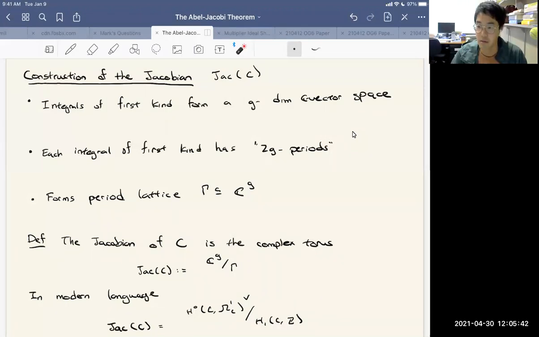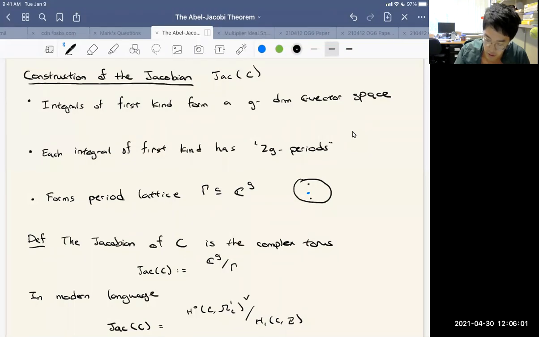Right. Yeah. So if you have, let's say, the punctured disk or something, and you have a point here and a point here, and you go around this way, and then you go around this way, the value of the integral might be different.